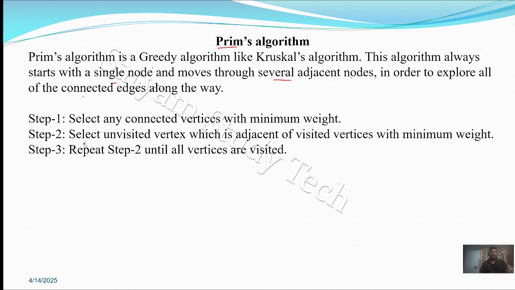So this is the algorithm. There are three steps. Step 1: select any connected vertex with minimum weight. Step 2: select an unvisited vertex which is adjacent to an already visited vertex with minimum weight. Step 3: repeat step 2 until all vertices are visited. Now, in a minimum cost spanning tree, we will not consider any loops and parallel edges. If they are there, you can remove them. These are the steps. Now we can discuss.